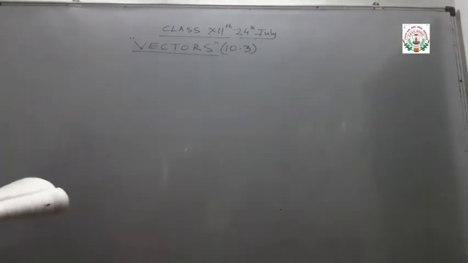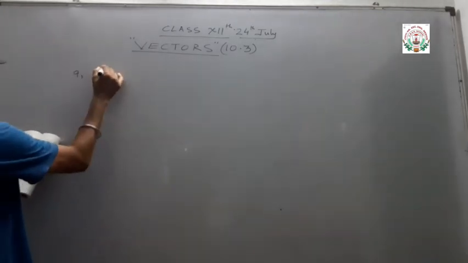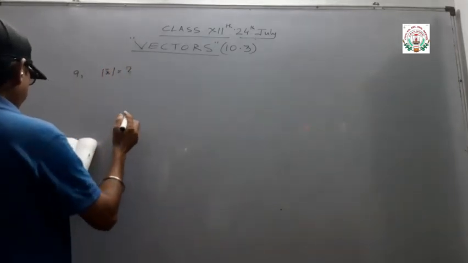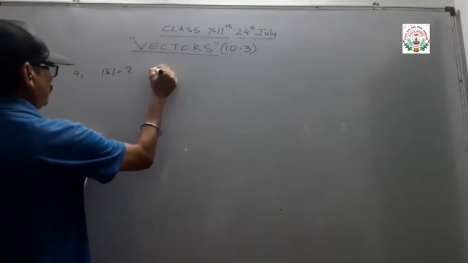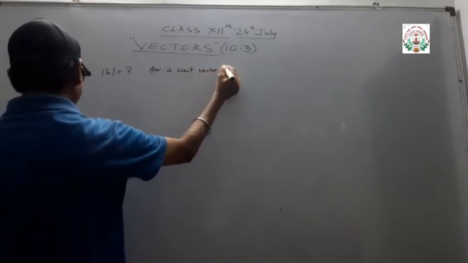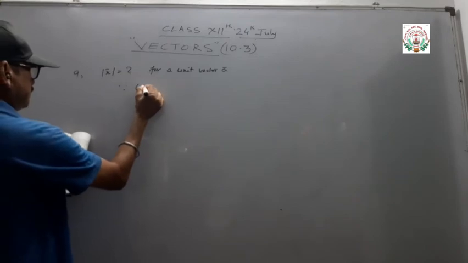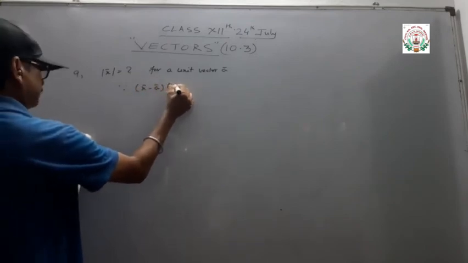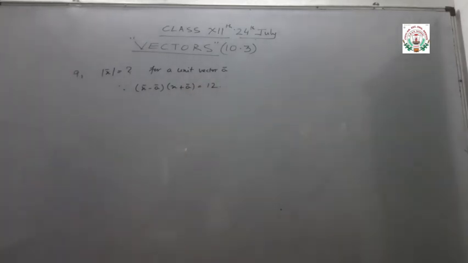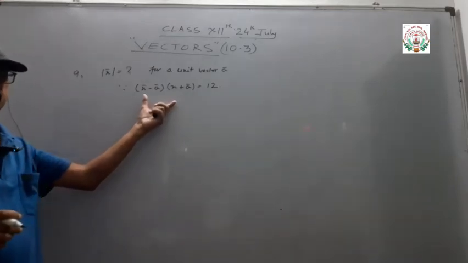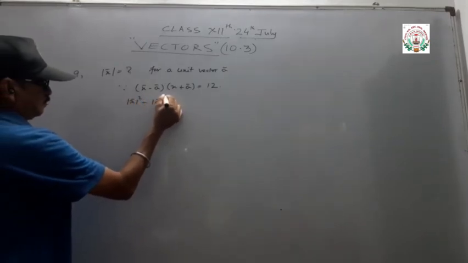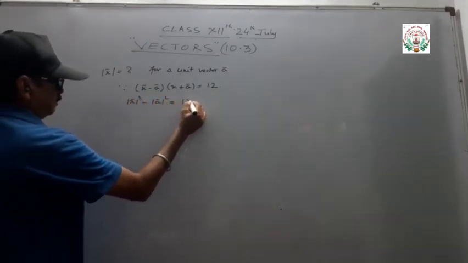Question number 9. Find the modulus of x, the magnitude of the x vector, for a unit vector A such that (x vector minus A vector) dot (x vector plus A vector) is equal to 12. As we know, (a minus b)(a plus b) is equal to a square minus b square. So |x|² minus |A|² is equal to 12.